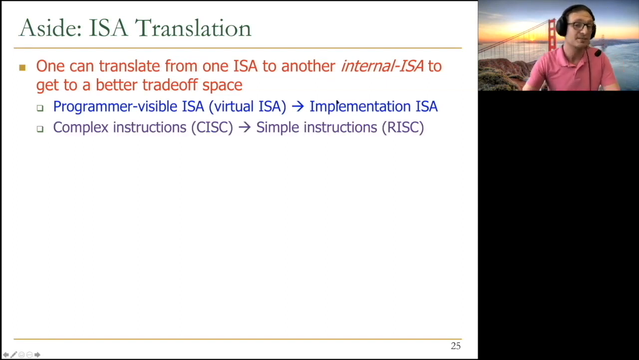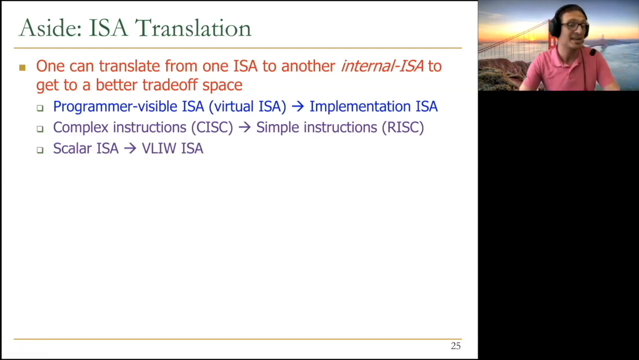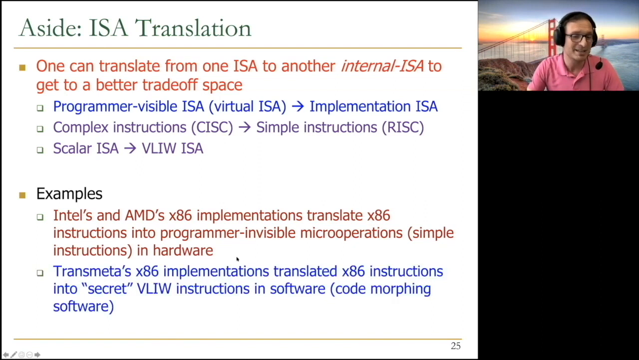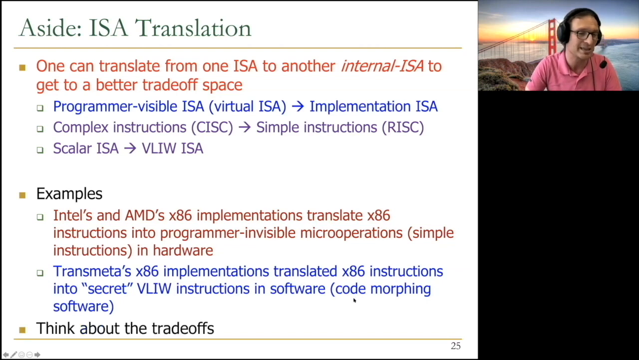So complex instructions, for example, can be mapped to simple instructions. Internally, x86 microarchitectures today do it. Or a scalar ISA can be mapped to a VLIW ISA internally. So there are multiple examples of this. Intel's and AMD's x86 processor implementations today translate x86 instructions into programmer invisible microoperations or simple instructions in hardware. So that's hardware-based translation. And Transmeta's x86 implementation, which used to exist a while ago, basically translated x86 instructions into secret VLIW instructions in software. They call this the code morphing software.